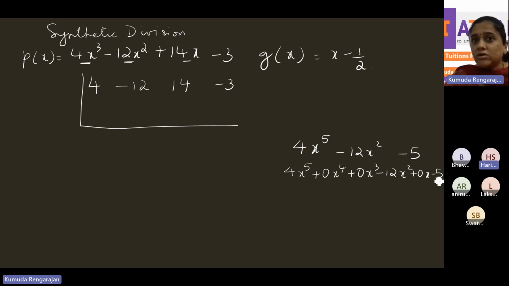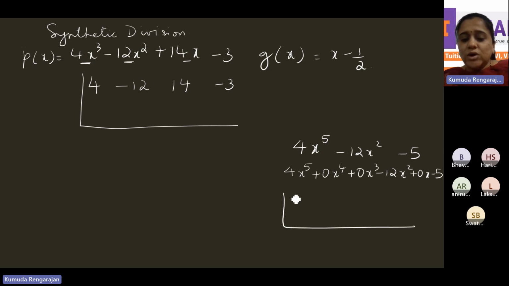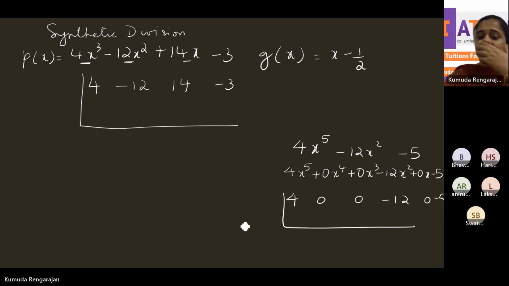4x to the power 5. Then we need x to the power 4. It's not there, so plus 0x to the power 4. Then there should be the x cubed term. That's not there, so plus 0x cubed. The x squared term is there, so minus 12x squared. The x term is not there, so plus 0x, minus 5. So if the dividend has some missing terms like this, you need to rewrite the dividend in this format. And then the coefficients are 4, 0, 0, minus 12, 0, and minus 5.